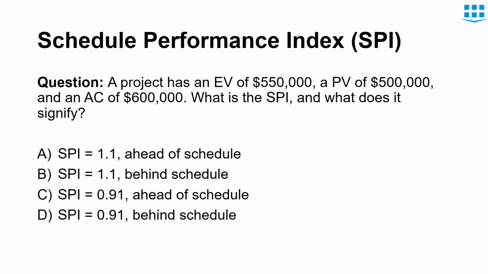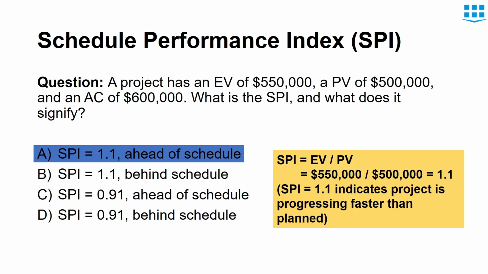So AC is not required here. And since EV is greater than PV, therefore the value of SPI would be greater than 1. So the correct answer is A, SPI equals 1.1. This shows that the project is progressing faster than the planned schedule.